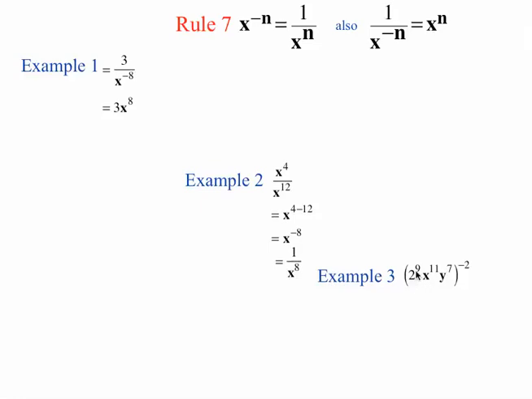Example 3, if we have 2 to the 9, x to the 11, y to the 7, all to the negative 2, this negative is going to flip everything down to the bottom. So we're going to get 1 over 2 to the 9, x to the 11, y to the 7, all to the power 2. Which is 1 over 2 to the 18, x to the 22, y to the 14.